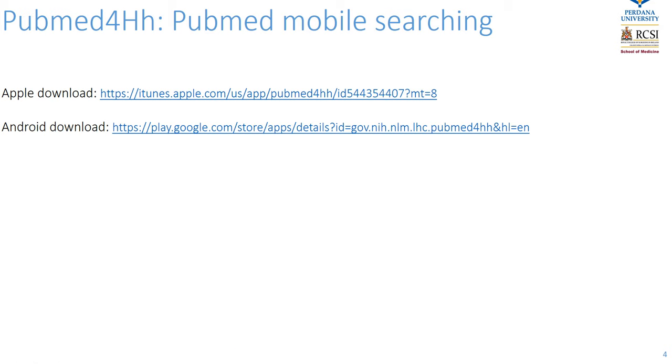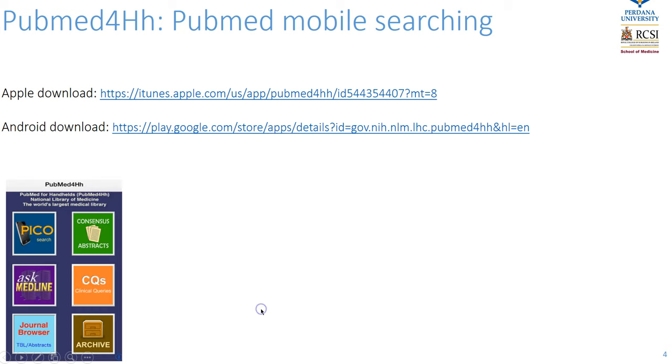Let's look at Pubmed for Handheld. This is mobile searching with Pubmed on your phone. Download it from here for your Apple iPhone or for your iPad. Download it here for any Android phone or tablet. When you open it, this is what your first screen shows.